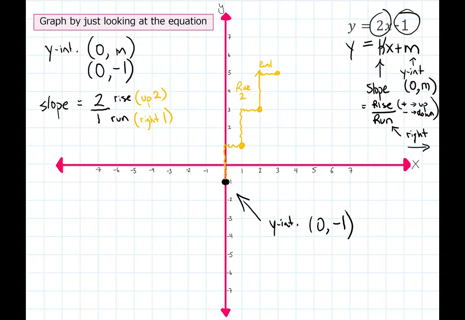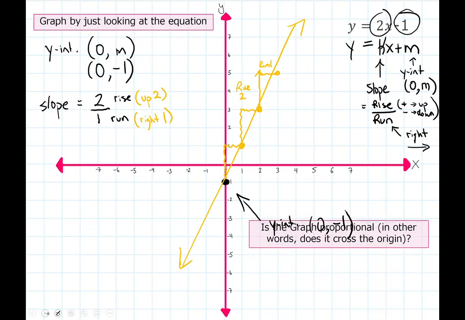And remember, at the end, we need to get our rulers and draw a line. Do your best. Remember, the arrows at the ends show that the line continues forever. There you have it. That is how you graph without using a table. Good job.